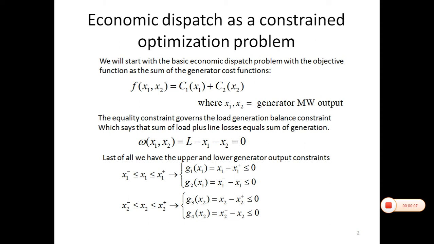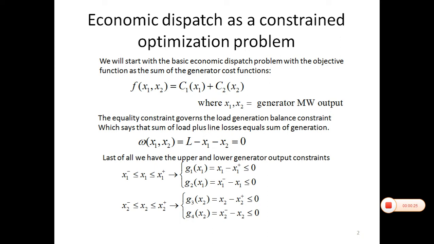Lecture 5 is about economic dispatch as a constraint optimization problem. Here we'll start with the problem formulation. We'll take the objective function as a sum of generator cost functions, like f(x1, x2). This will be a function of C. C represents the cost function.